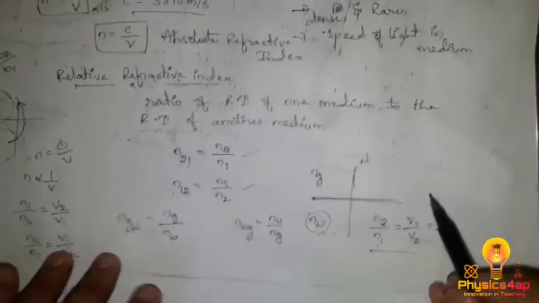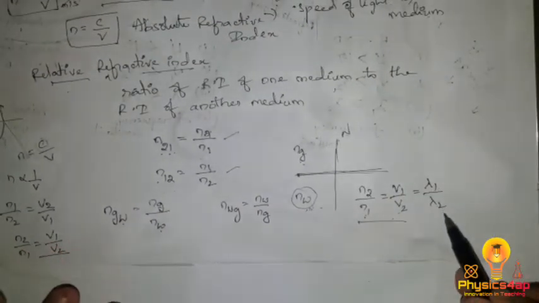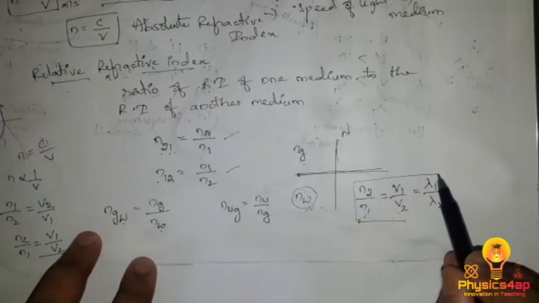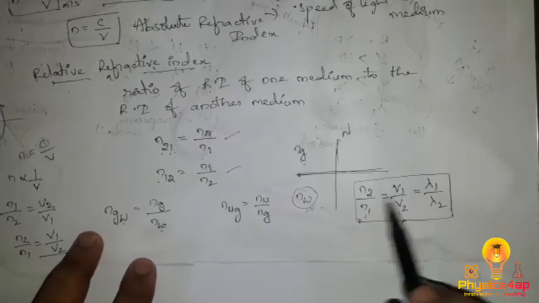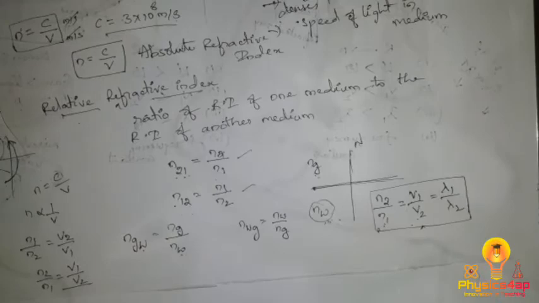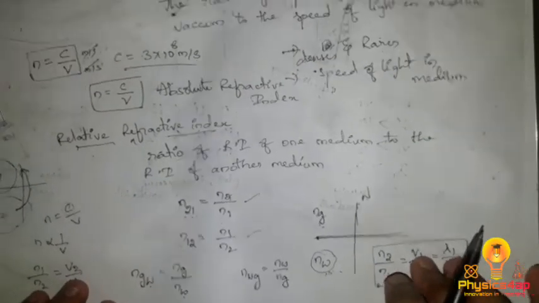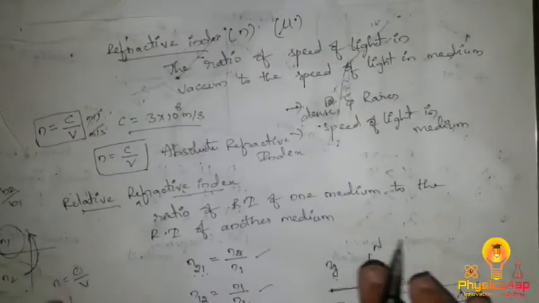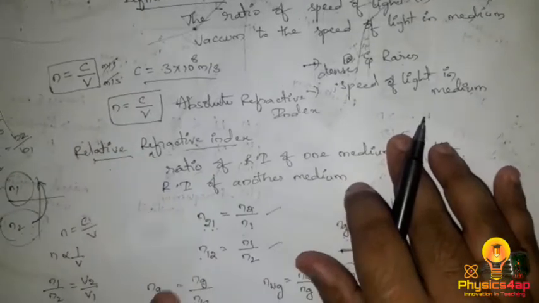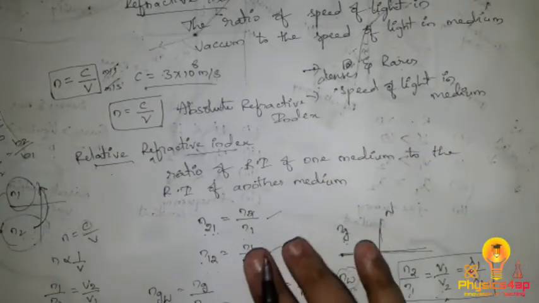And as the velocity is directly proportional to lambda, we can write it as lambda 1 by lambda 2 here. So remember this formula, n2 by n1 is equal to v1 by v2, as it will be useful in solving the numerical part over here. So let us take an example of a numerical with n equals C by V as well as the relative refractive index.